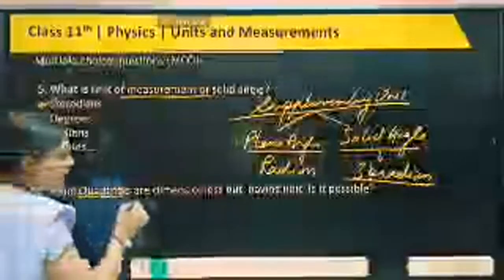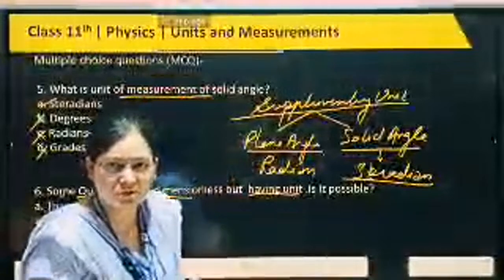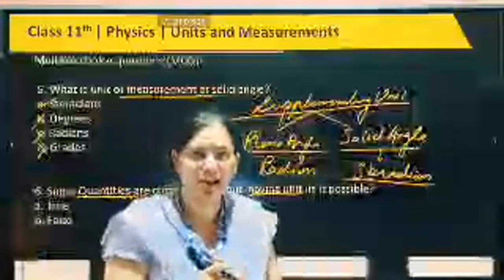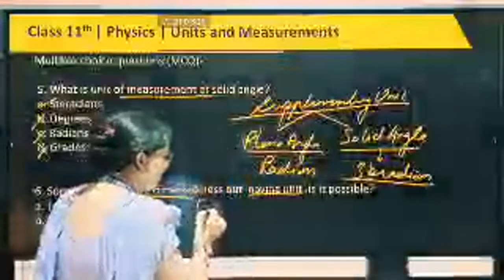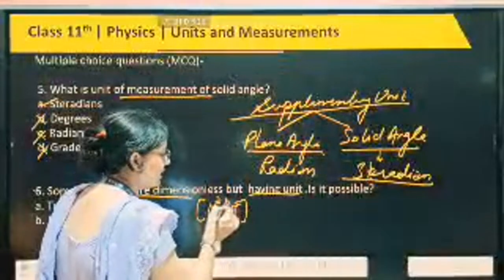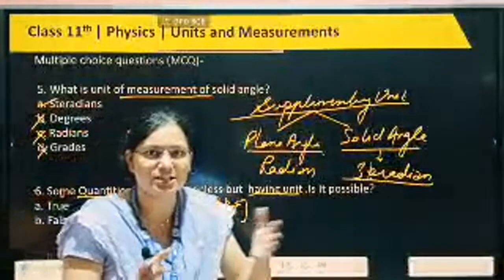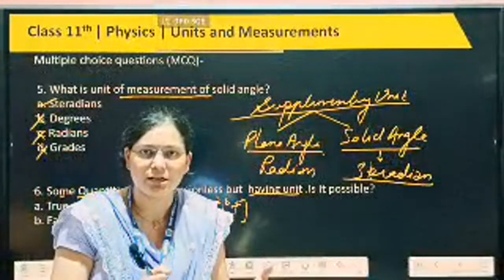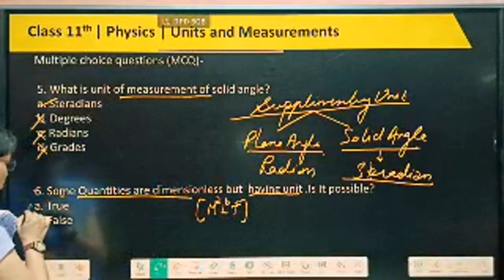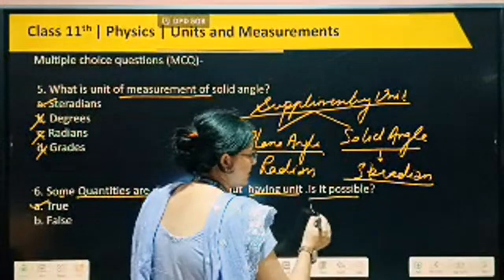Next question: some quantities are dimensionless but have a unit. Is it possible? That means some quantities have a unit but no dimensions. Dimensions we write in the form of M, L, T in square brackets. If there is some power, we write it, otherwise we keep 0. Can any quantity have a unit but not have a dimension? Yes or no? So this one is true, not false. Yes, it is possible.